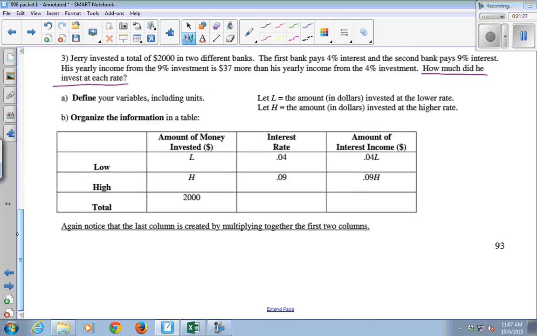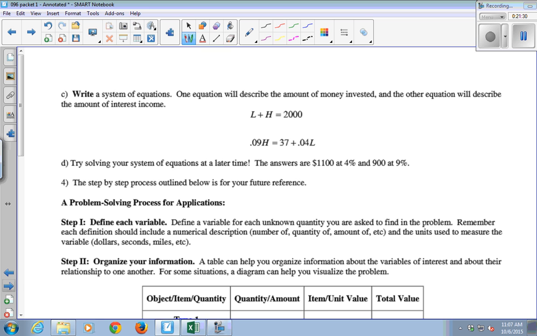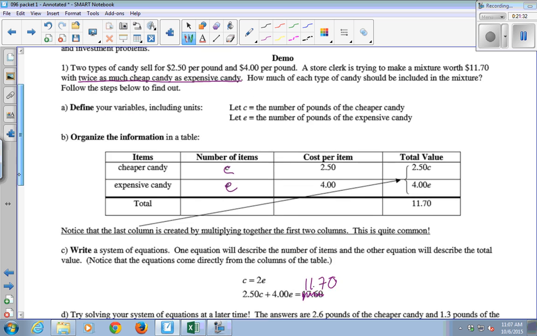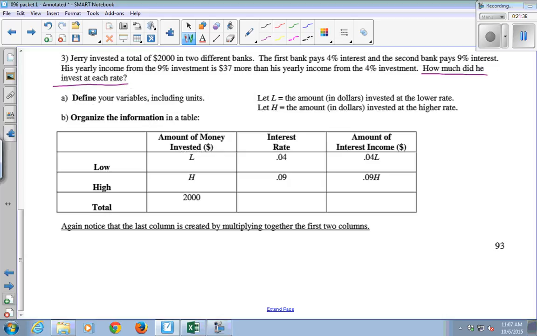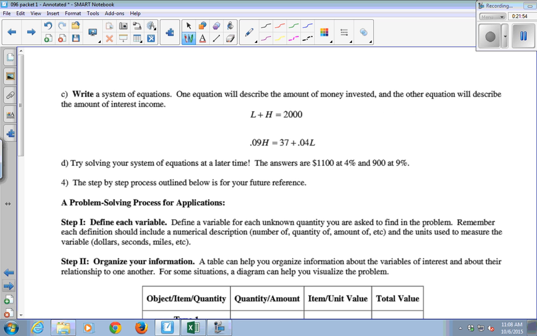Okay, so now we got to try to come up with a system of equations, based on the information in the table and the information given in the sentences. So we know that altogether the investment is $2,000, so L plus H has to be $2,000. The amount you put into one bank plus the amount you put into the other bank has to add up to $2,000. So that's your equation, L plus H equals 2,000.